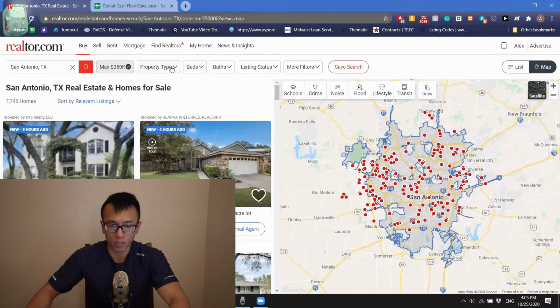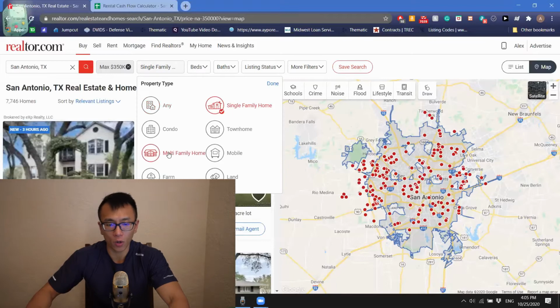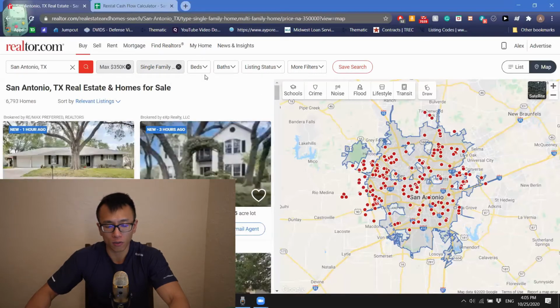Now, afterwards, I'll go into property type. Very easy, right? This thing is basically dummy proof. In terms of the property type, I am looking for a single family home and also a multifamily home. The reason I'm not looking for condos and townhomes is that I think there is probably a higher HOA when owning those, and that's just another expense that I don't want to pay for. So I'm going to go for single family homes and multifamily homes, and it depends on your goals and whatever you want to do. After that, I'll click done, so it filters a little bit more.